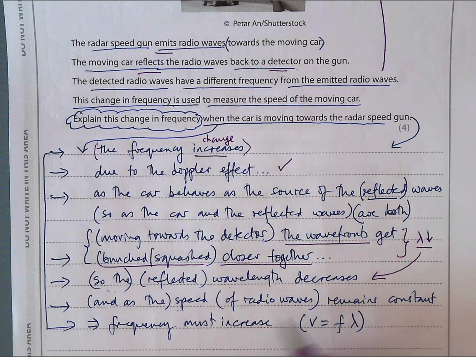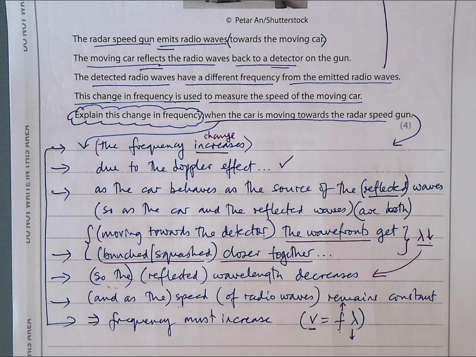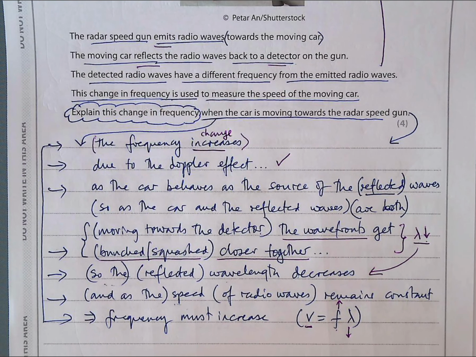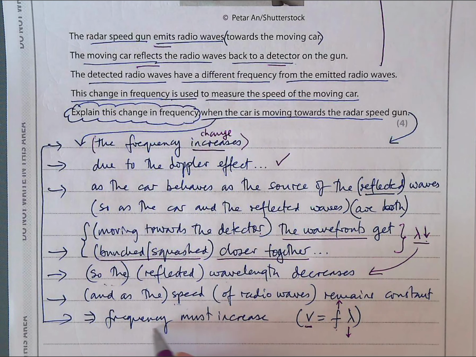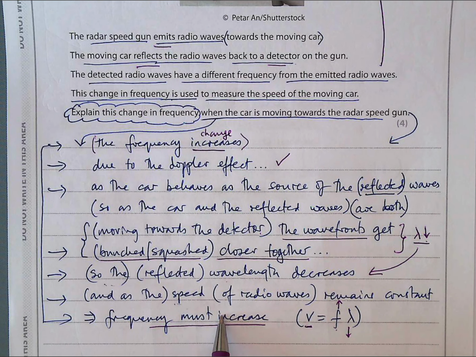This means that if the wavelength has decreased and the speed remains constant, then to keep the velocity constant, the frequency must go up to compensate for the squashed wavefronts as it's moving towards you. So here you can say the frequency must increase. So at the beginning you put change, at the end you put increase, and these two points are related.